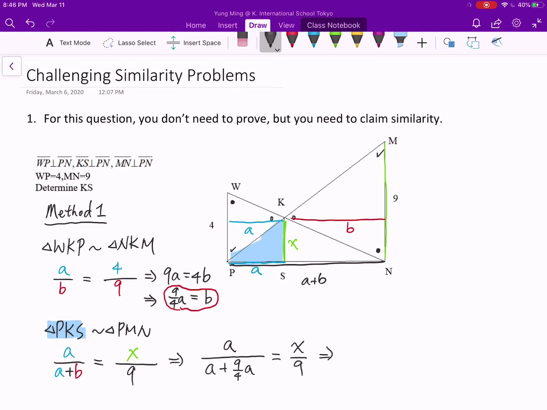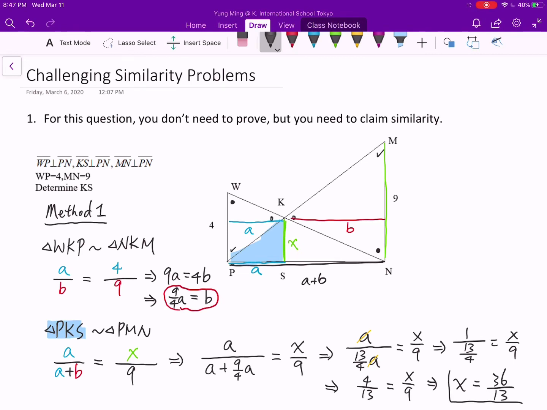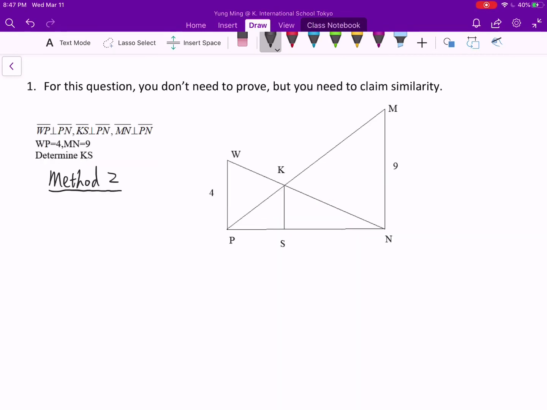And our equation will become A on the top, and A plus 9 over 4 A gives us 13 over 4 A. And magically, our A actually cancels out. We don't actually have to worry about what A is. And that's equal to X over 9. You will get 1 over 13 over 4 equals X over 9. Well, you know what it is. This is actually equal to 4 over 13 on the left-hand side. And on the right-hand side, we still have X over 9. So X is equal to 9 times 4 over 13, which is 36 over 13. And we are done.